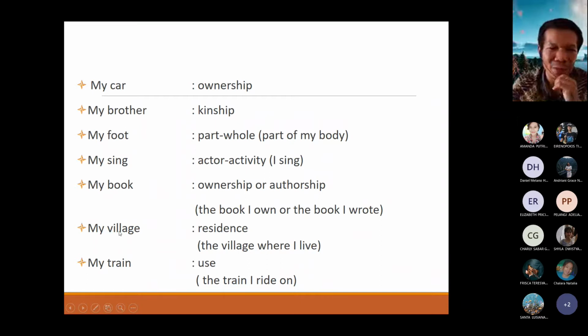Okay. And if you say my village, the village is not yours. It's not the ownership or kinship or part of your body or authorship, but it is related to the residence, the village where I live. And if you say my train, the word my explains the usage, the device that I use to go. So the same possessive adjective my is followed by different nouns, and they have different translations. Okay, so this is the uniqueness of learning language.